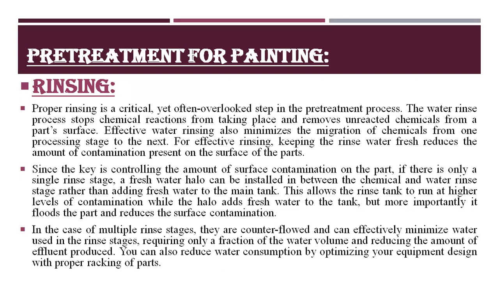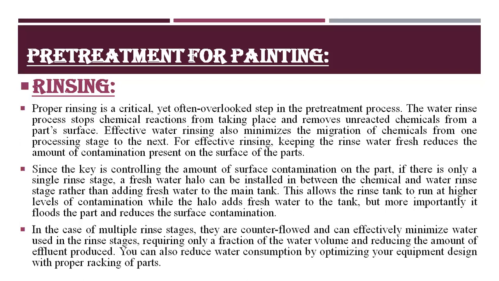For effective rinsing, keeping the rinse water fresh reduces the amount of contamination which is present on the surface of parts. The key is controlling the amount of surface contamination on the part. If there is only a single rinse stage, then a freshwater halo can be installed in between the chemical and water rinse stage rather than adding fresh water to the main tank. This allows the rinse tank to run at higher levels of contamination while the halo adds fresh water to the tank. But more importantly, it floats the part and reduces the surface contamination.